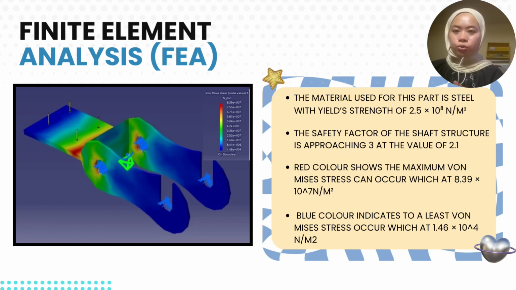So the material used for this part is steel with a yield strength of 2.5 times 10⁸ N/m². From the figure we have shown that the maximum stress is 8.39 times 10⁷, whereas the blue color is the minimum stress, which occurs at 1.46 times 10 to the power of 4. So by calculating the safety factor, we have approached the safety factor of 3 at the value of 2.1.